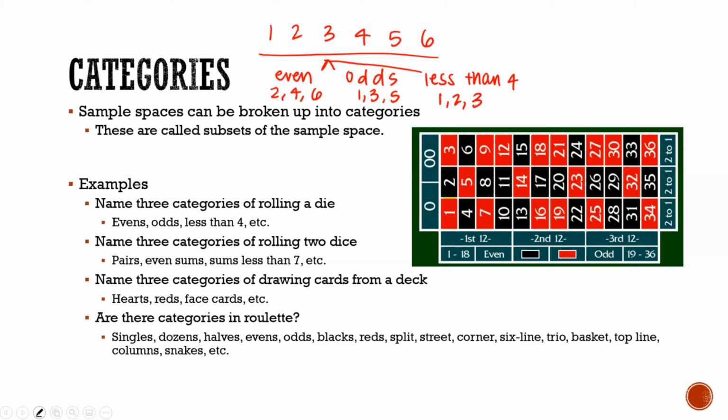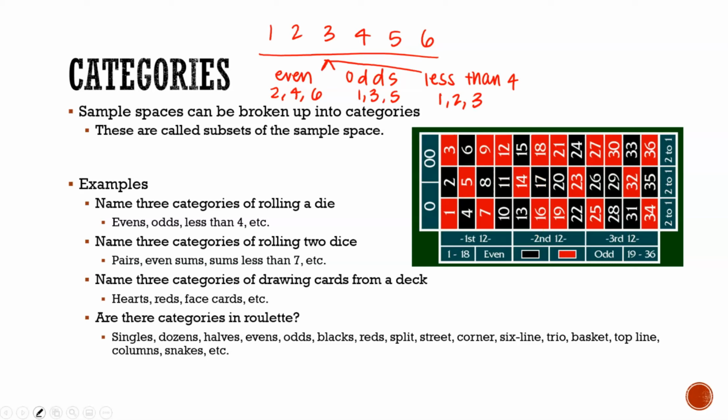You could also have something called a corner, where you place a bet in the corner on the numbers 1, 2, 4, and 5. You could also place a bet on a street, which would just be all the numbers in one of these rows. There are many other categories in the game of roulette, but we are going to focus on the ones that you mainly see on the board.